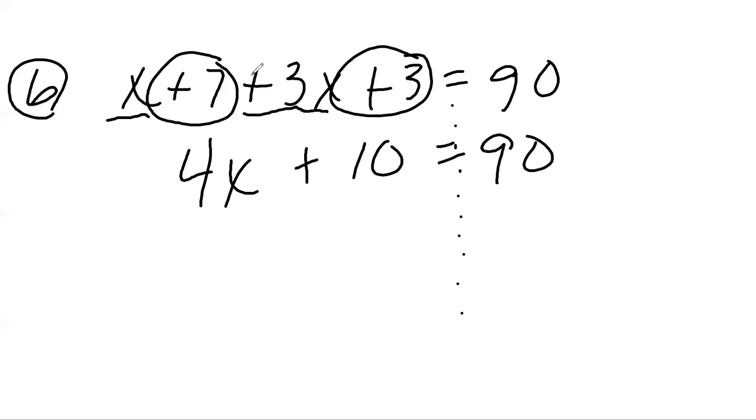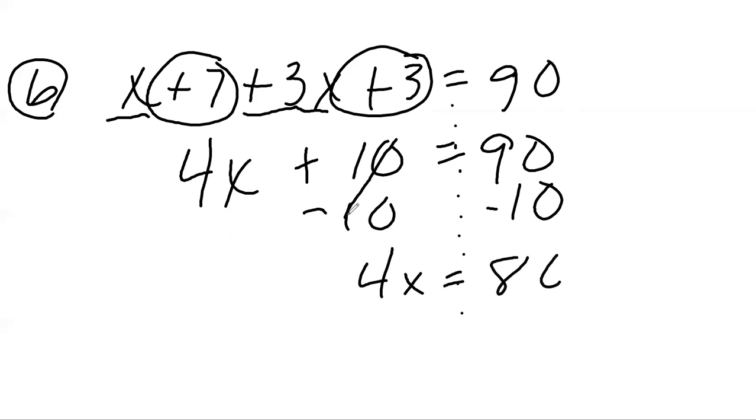Now it is a two-step equation. To get x by itself, I need to do addition and subtraction first. It says plus 10. The opposite of plus 10 is minus 10. So I'm going to subtract 10 from each side. These cancel, and I get 4x equals 80.